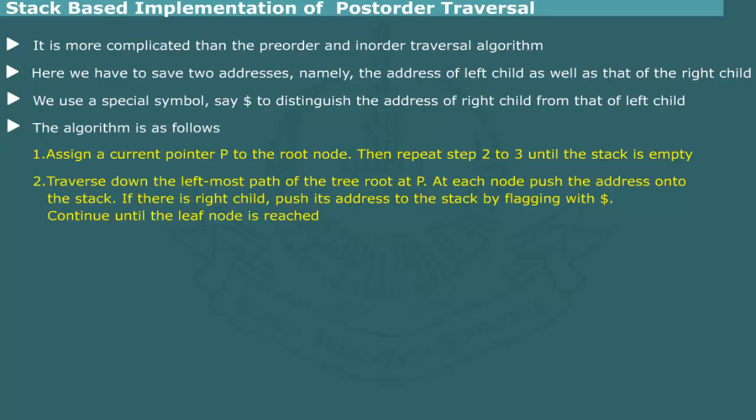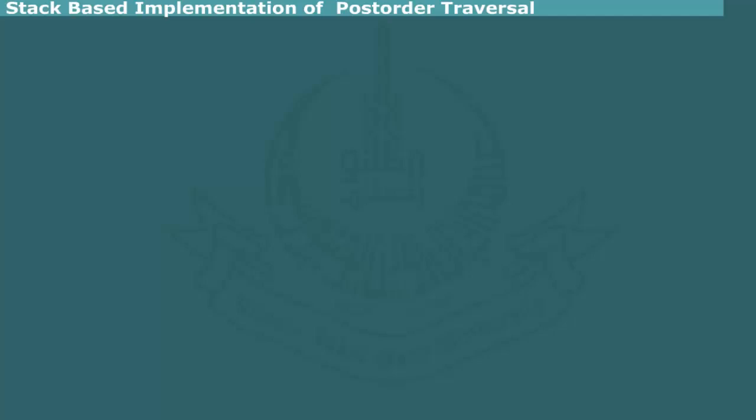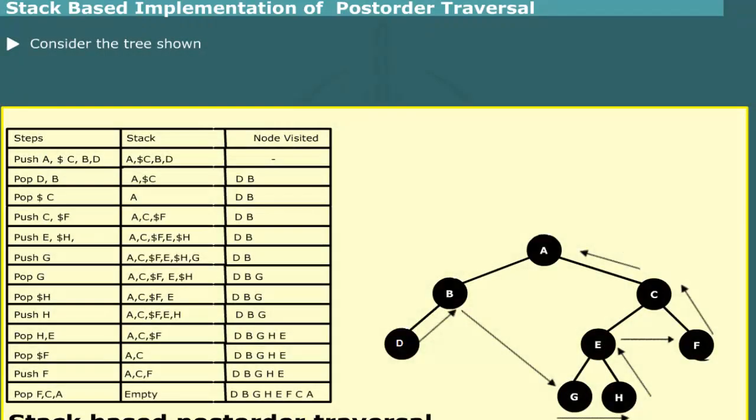Number 3. Pop and process all nodes which do not have the flag $. If the stack is empty, exit. If a node with $ flag is popped, remove the flag and assign current pointer to the right child. Perform step 2. Let us see how this algorithm is used to traverse a tree in post-order. Consider the tree shown in figure.